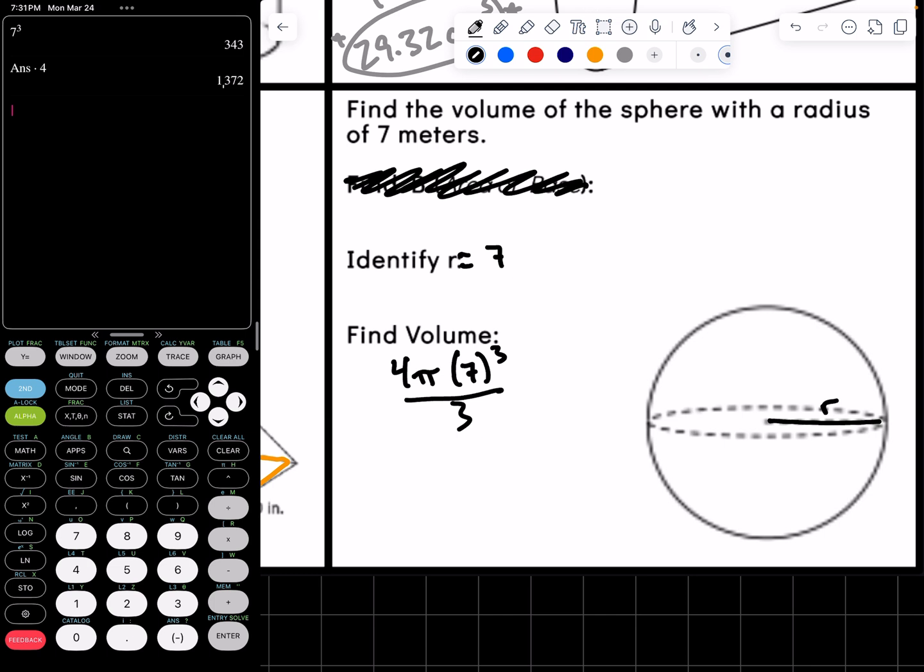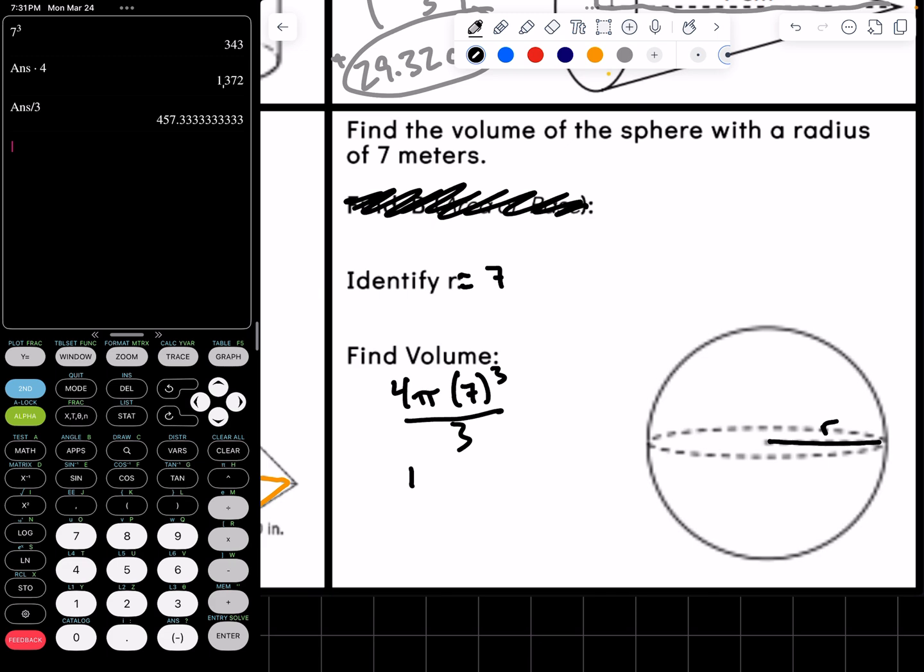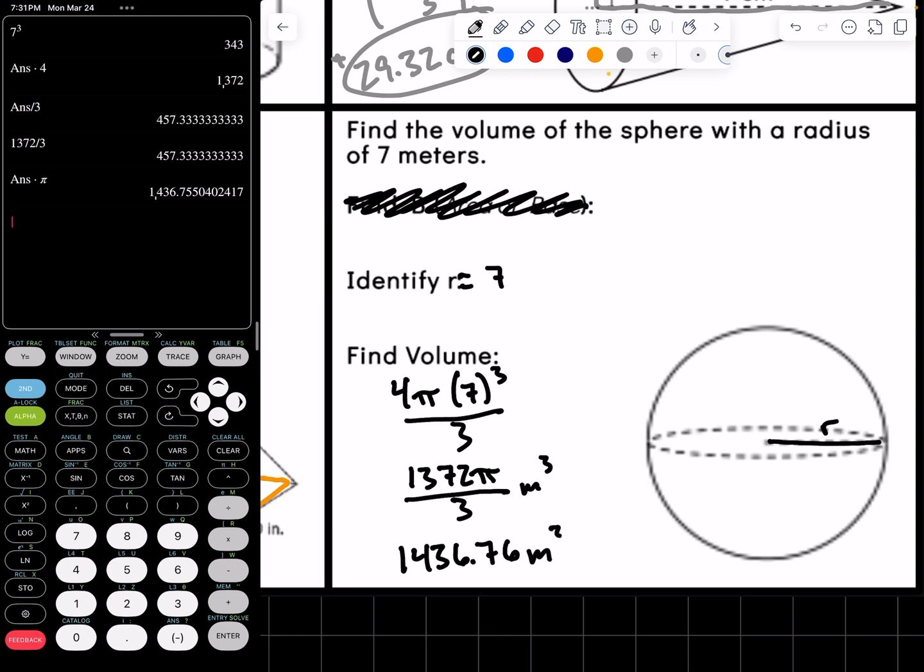So we end up with, let's see, does that divide by 3? Nope. So we end up with 1372 pi over 3 meters cubed would be acceptable. However, we can take 1372, divide it by 3, and then multiply it by pi to get 1436.76 meters cubed.